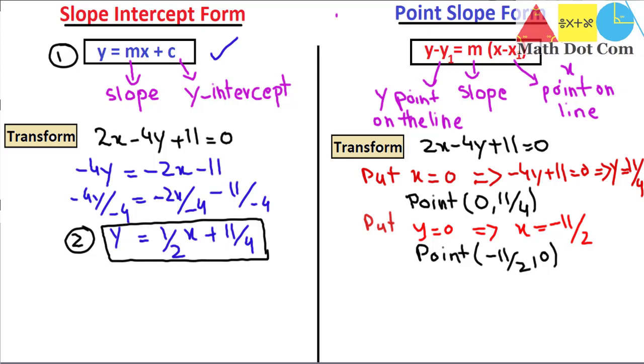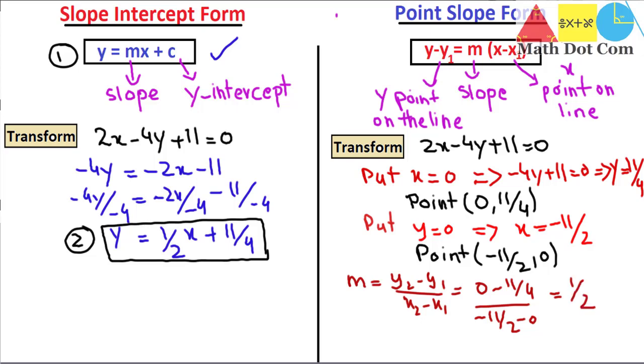Now we can easily find the slope from these 2 points using the formula of the slope, m equals (y2 minus y1) divided by (x2 minus x1). So we just put in the values of point 1 and point 2. y2 is 0 minus 11 by 4, divided by x2, which is minus 11 by 2, minus 0. So what we will get is 1 by 2. So we have got the point as well as the slope.